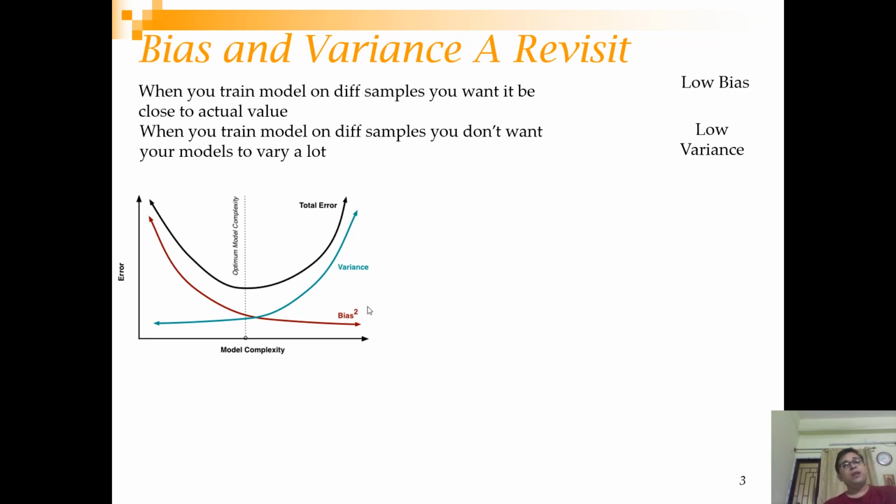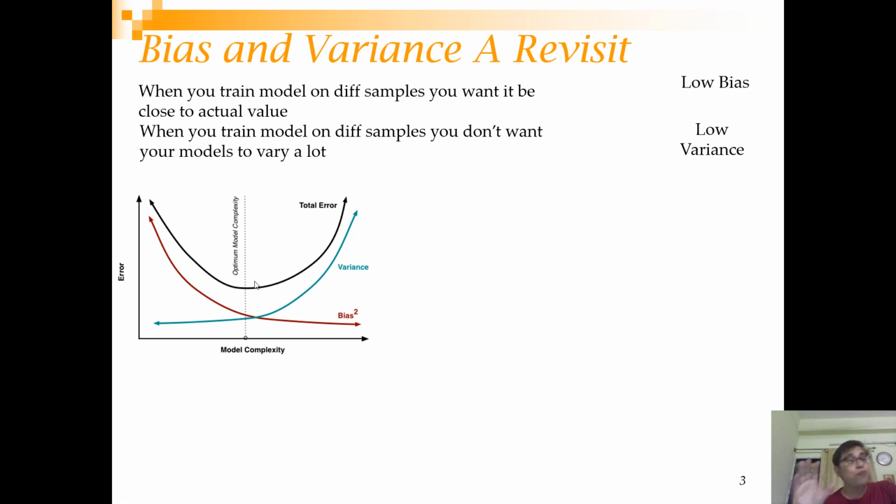Now, as you increase your model complexity, you have more levers to go closer to the actual value, so that reduces your bias, right? However, as you have a lot of parameters, your models can vary a lot. So that gives you high variance as you increase model complexity. And you want to pick a model somewhere here which has an optimal model complexity which minimizes your total error, right? So that's your objective.